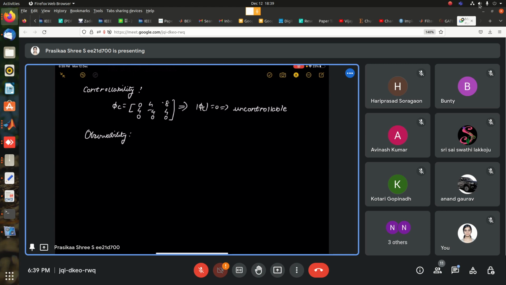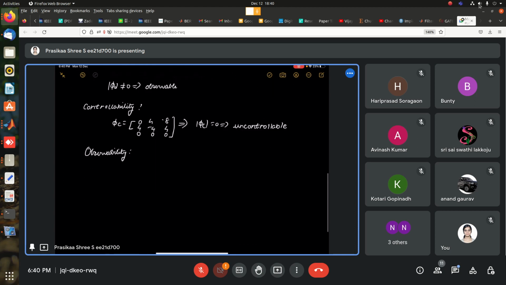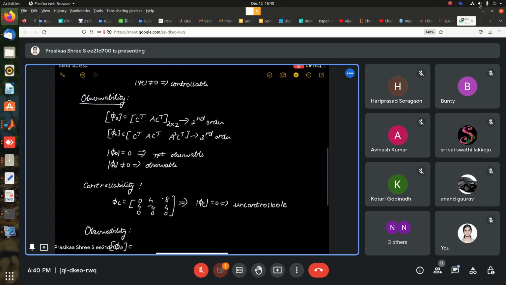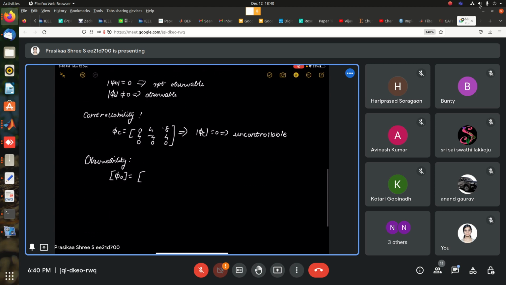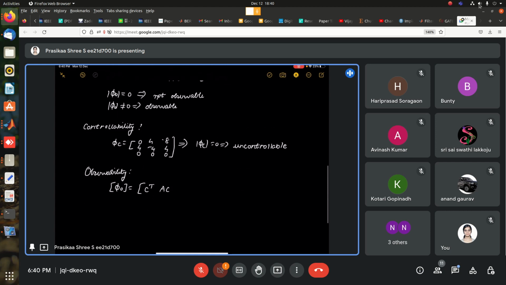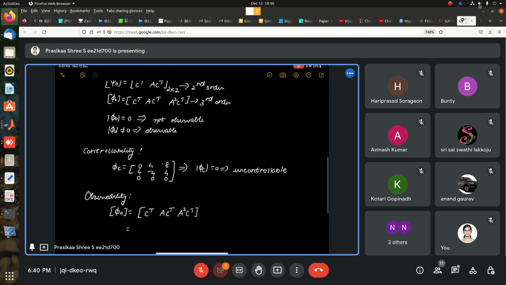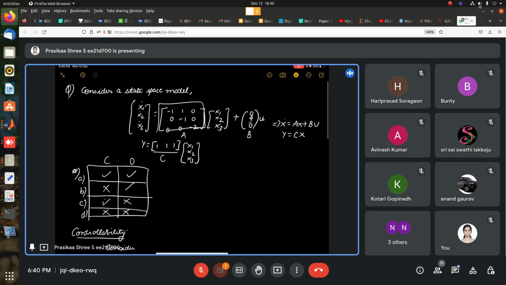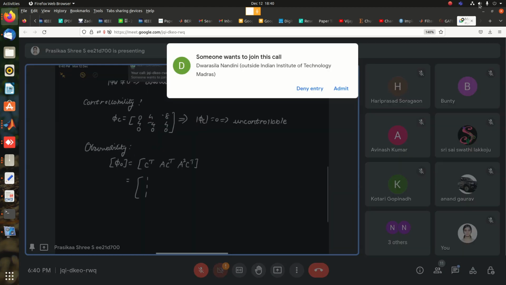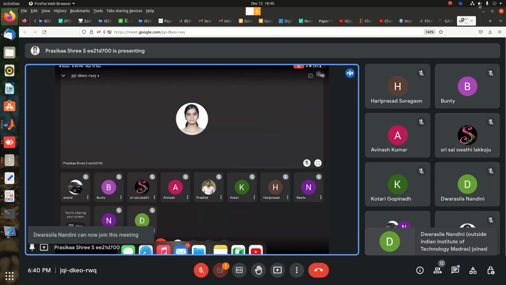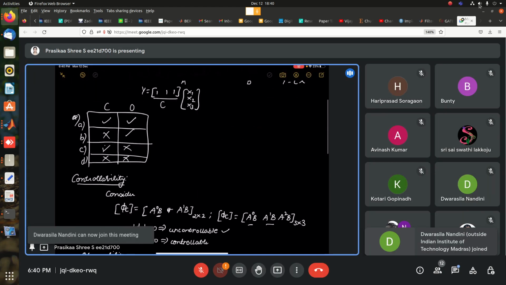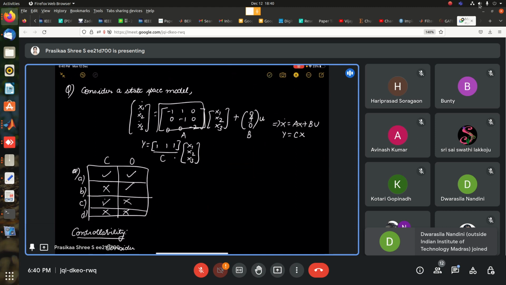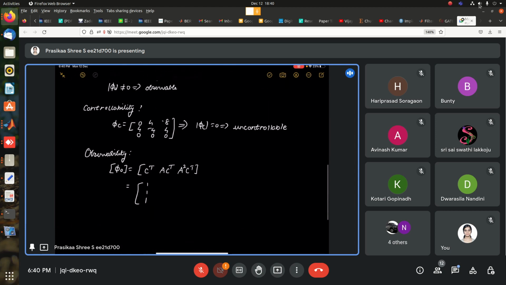Observability. If you're taking some matrix phi naught and you are writing it like this: A transpose, A transpose C transpose, A square C transpose. This is the third. Since the given system is third order, I'm writing it like this. C transpose means this is the C matrix, so transpose it. You'll be having 1, 1, 1. Now we need to multiply the given A matrix with C. So when you multiply, minus 1 plus 1 is 0.